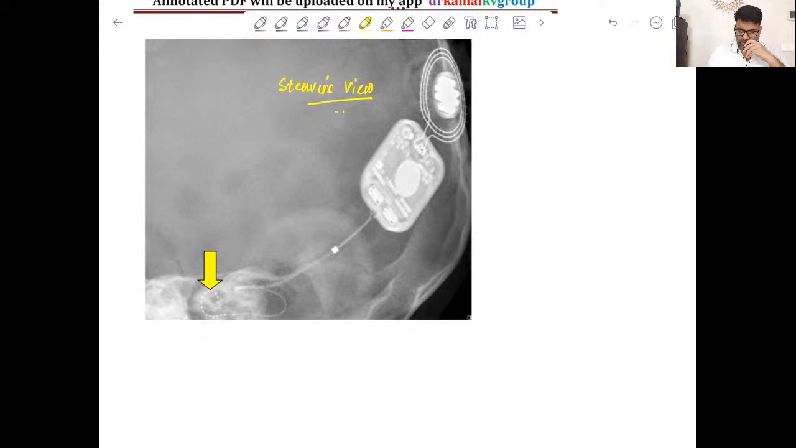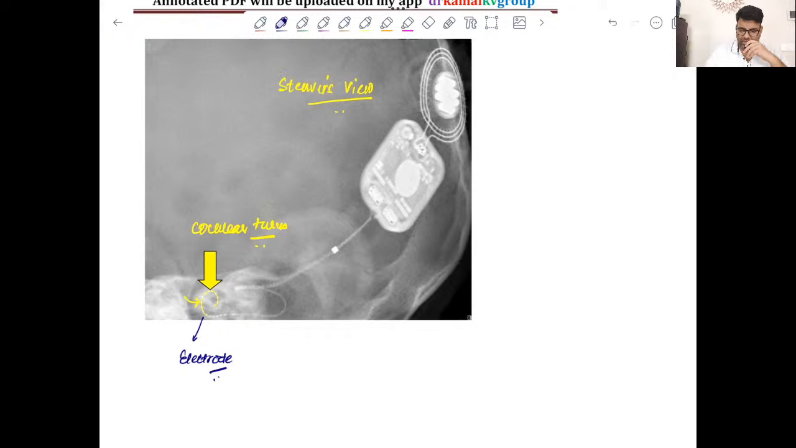Now here the question was about what portion of the implant is this. If you can see here, this portion is slightly curved like this, and this looks something like the cochlear turns, right? So this is actually the electrode of the cochlear implant, right?